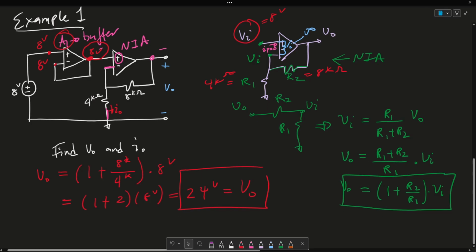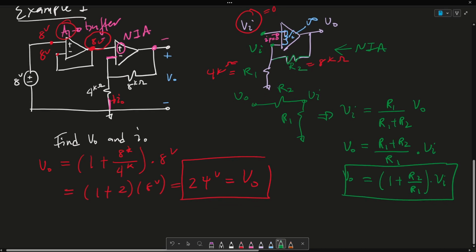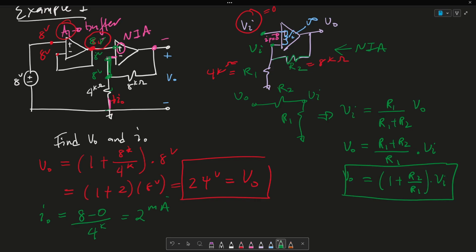And for my current, the current is pretty simple. IO is simply, we know that this is 8 volts here. This is also 8 volts, right? So this node here is 8 volts. So IO is simply equal to 8 minus 0, so 8 volts minus ground, divided by 4K. So this is simply 2 milliamps. So that's your answer for IO.